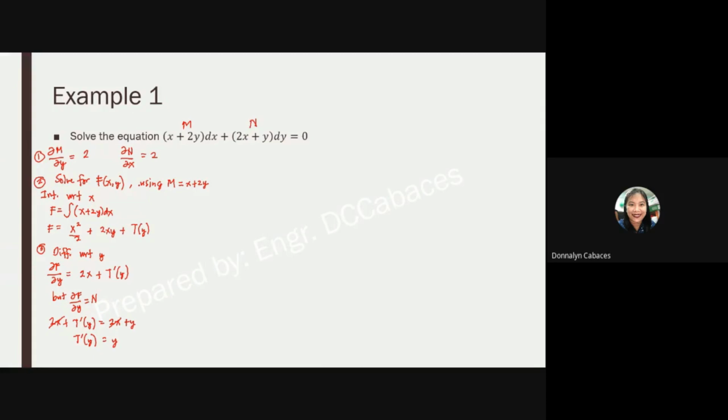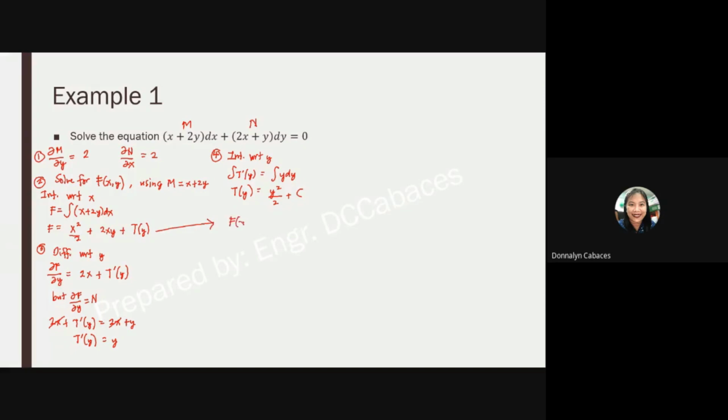And then, the fourth step, since we are to find t of y, you integrate with respect to y. So the integral of t prime of y is equal to the integral of y dy. So t of y, therefore, is equal to y squared over 2 plus c. And then after that, you substitute this t of y to this.